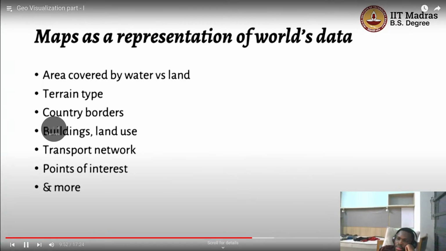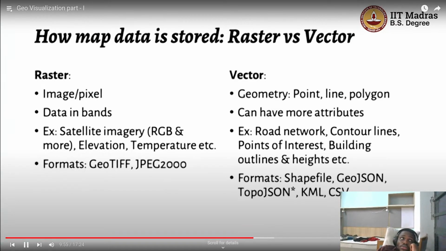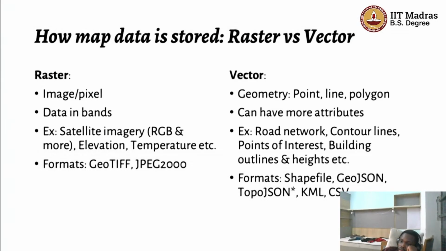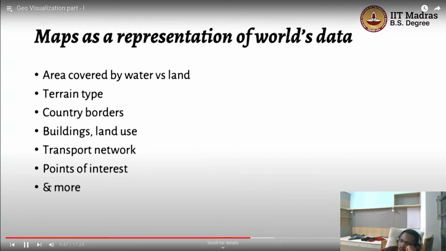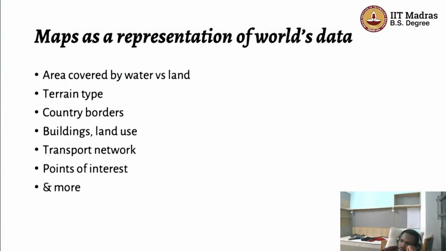However, I'll give you some very quick points of interest, etc. Right? Usually, you would store this map data in two forms. So you would either have something that's called raster or something that is called vector. Things like country borders or things that humans have built, like land use, buildings, transport networks, points of interest, etc.